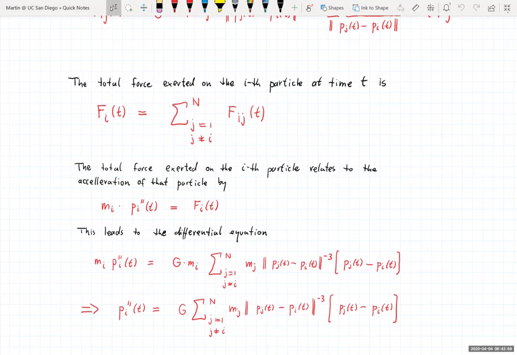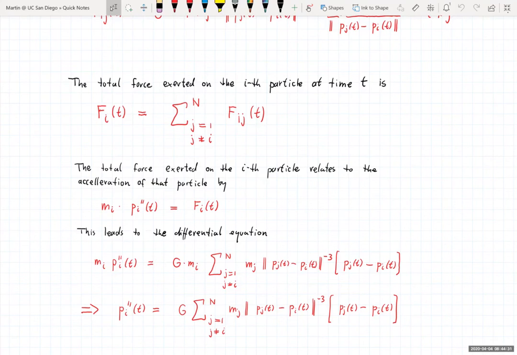And okay, if we do again a bit of simplification, what we get is, as we divide each of these sides by the mass of the ith particle, p_i double prime of t is equal to G times summing up j from 1 to n, where j is not equal to i, m_j times the Euclidean norm of p_j of t minus p_i of t to the power minus 3, multiplied by the vector p_j of t minus p_i of t.